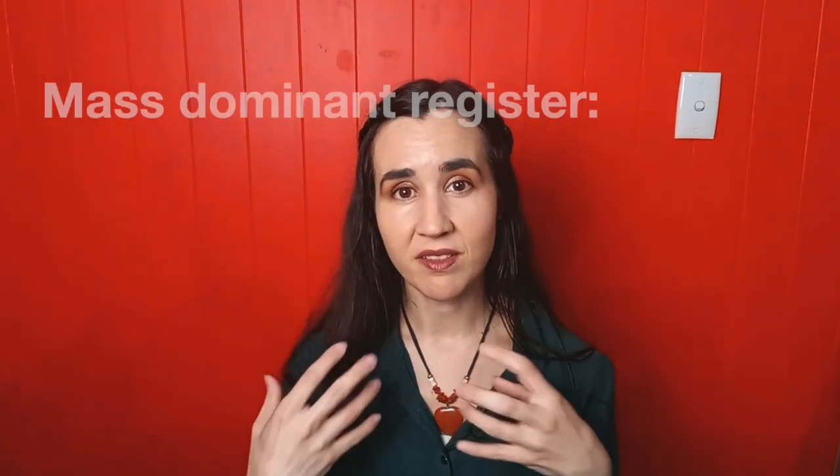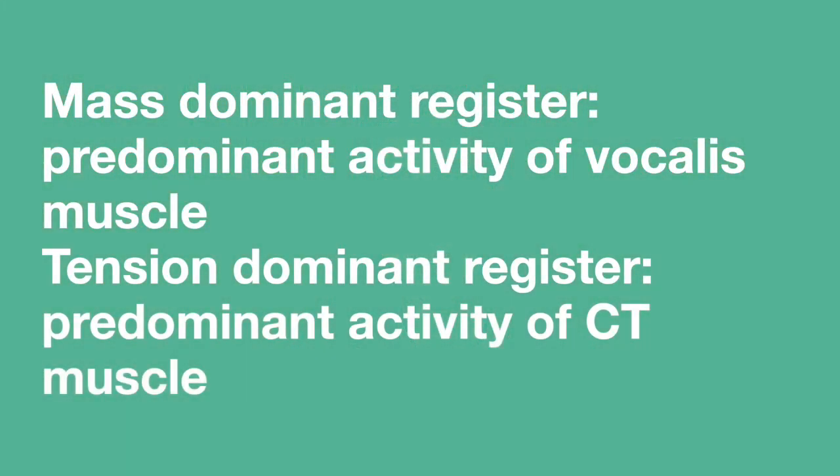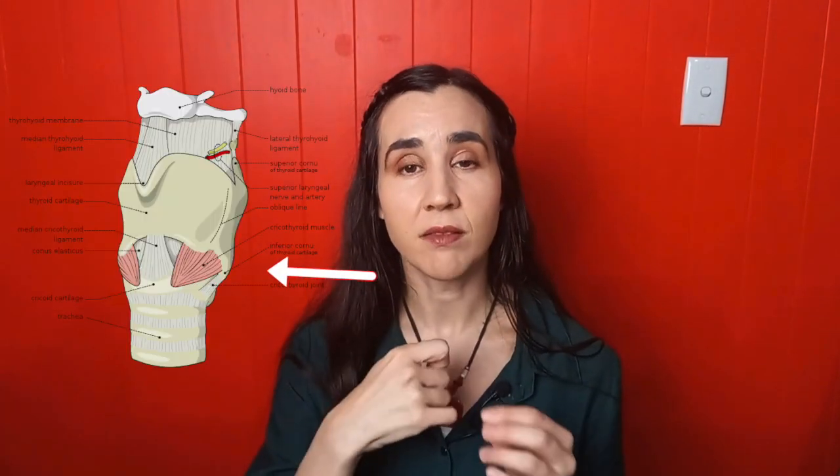means that the vocalis muscle, a muscle inside the vocal cords, is predominantly active for pitch production in your mass dominant register, and tension dominant register doesn't mean that you are tense when you sing, but it means that the muscle that is predominantly producing pitch in that register is the cricothyroideus, which is a muscle that kind of pulls the thyroid cartilage down, and so the vocal cords kind of stretch. It's a very simplistic way to put it, but anyway, that's the nerd part of the video.